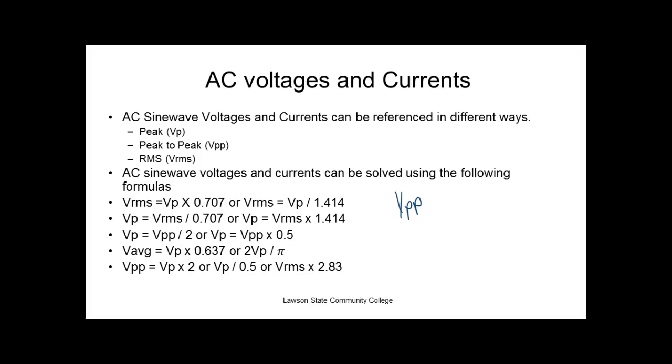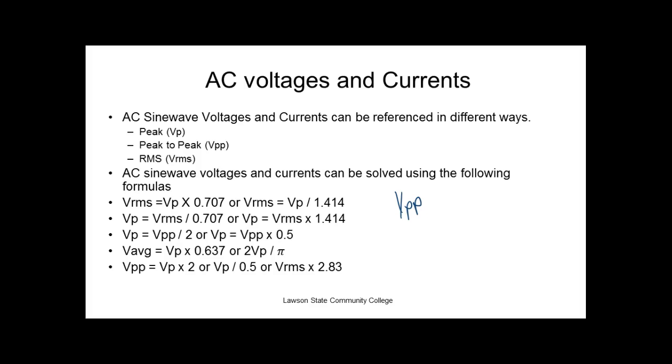It shows you what's there. It's a visual representation of exactly what's there. So an oscilloscope measures peak to peak. But if I wanted to know the RMS value, what does your meter measure? Well, your meter measures RMS.